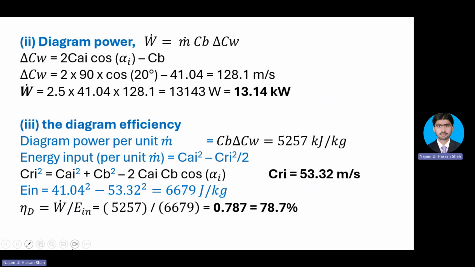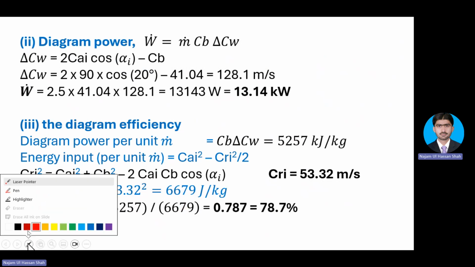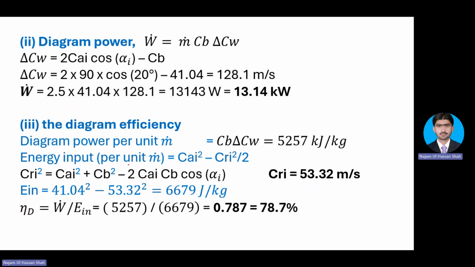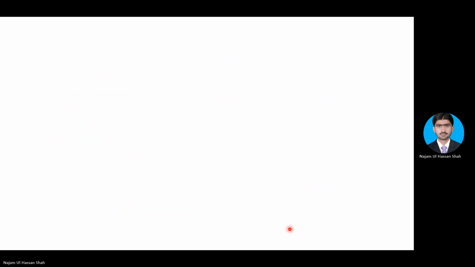So the units of energy input per unit mass, and the units of diagram power per unit mass flow rate written here, are in joule per kilogram, not kilojoule. So you can make this correction. Finally, the diagram efficiency will be diagram power divided by the energy input, 5257 over 6679, 78.7%.